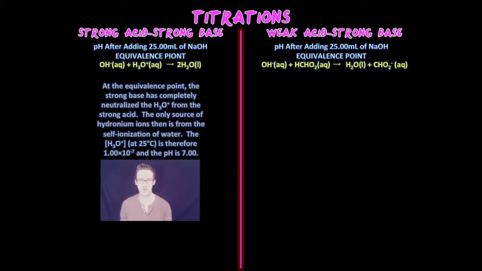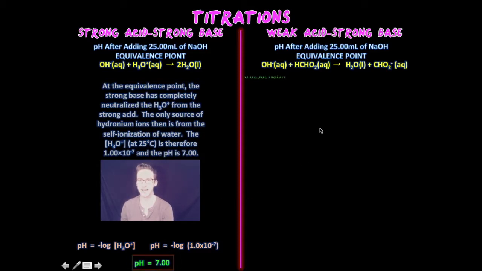The only source of hydronium ions then is from the self-ionization of water, which is going to be 1 times 10 to the negative 7, and therefore the pH of our strong acid, strong base titration at the equivalence point is going to be a pH of 7.